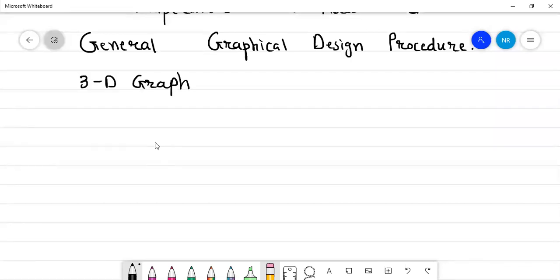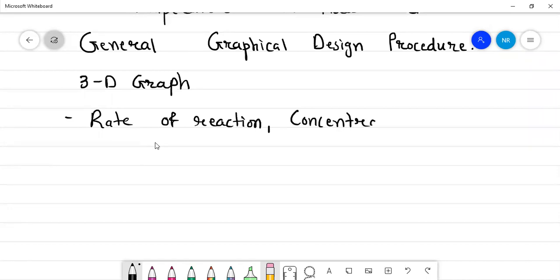So the 3D graph is between the rate of reaction, concentration, or conversion. Both are the same: using conversion we can calculate concentration, and using concentration we can calculate conversion. And now the new parameter is the temperature, so we also include it. So we have to draw a 3D graph of rate of reaction, concentration, and temperature. But to draw and understand this 3D graph is very difficult.